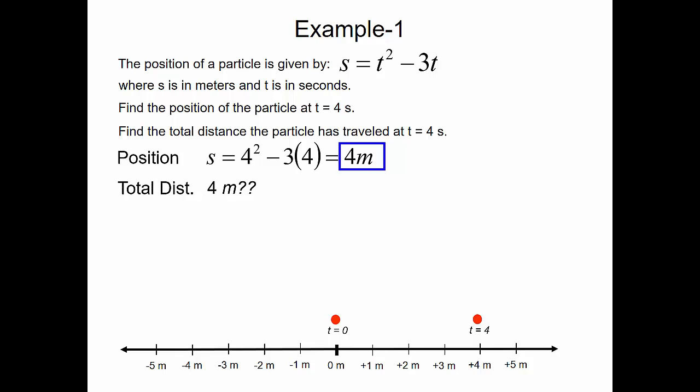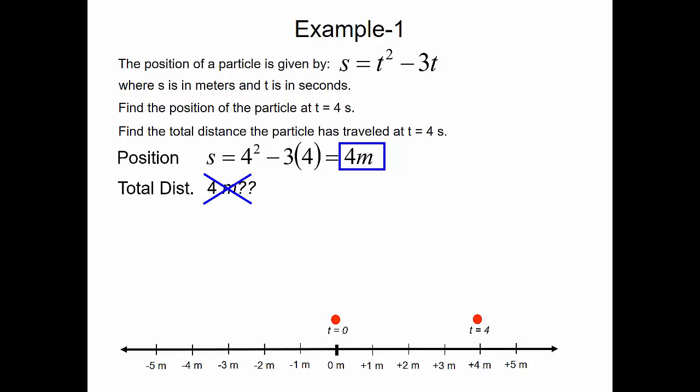So does that mean that the total distance that it's traveled is 4 meters? Not necessarily. We have to look at it a little bit closer to determine how far the particle has traveled. For example, what if I put in 1 second to my position equation? Then my position turns out to be -2.